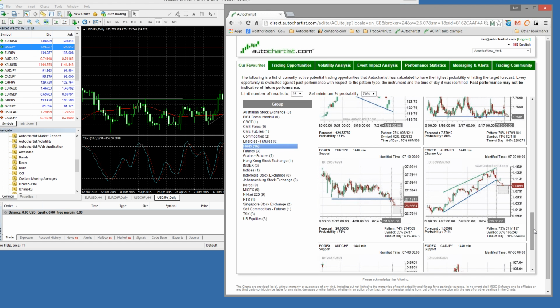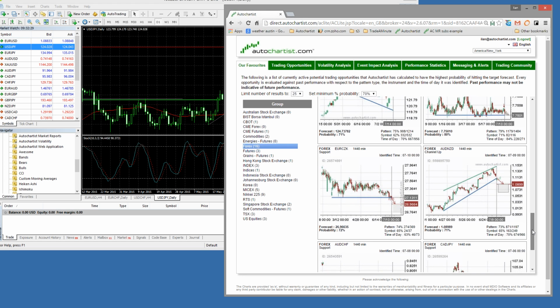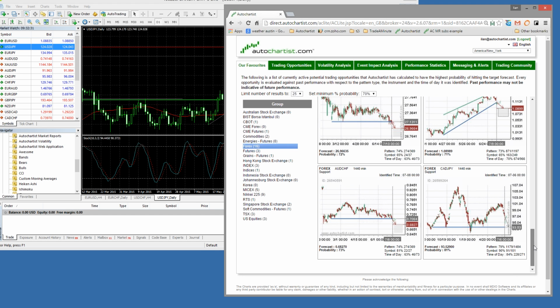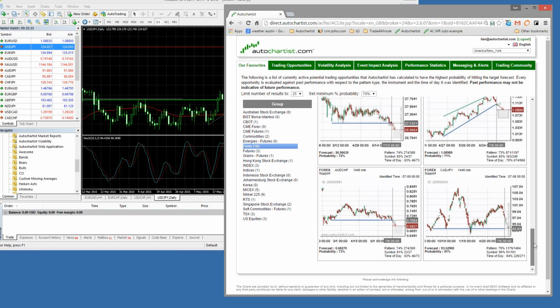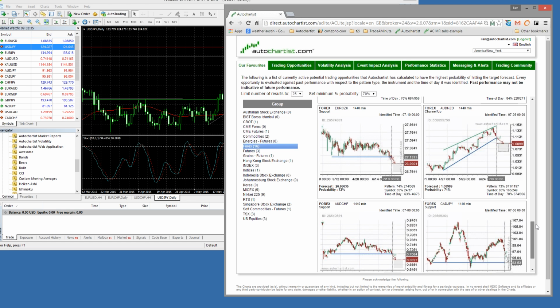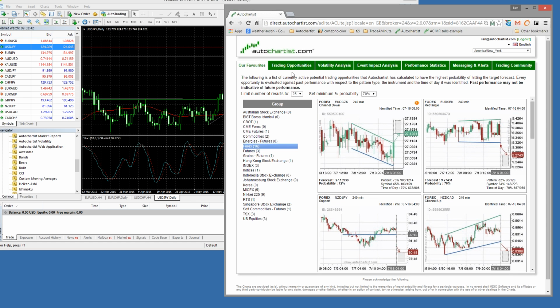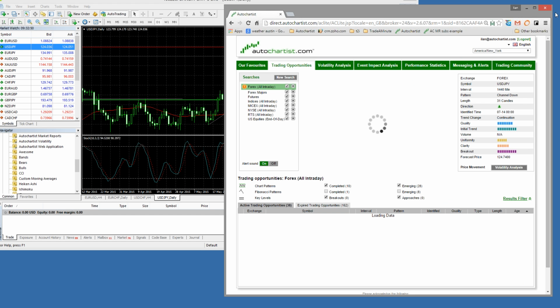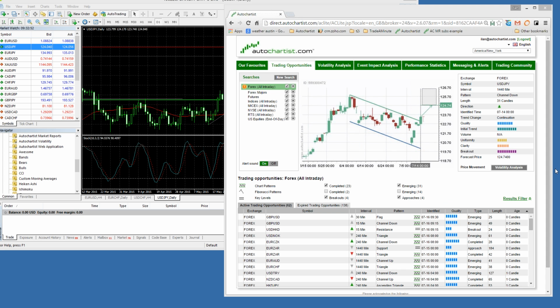These are also the opportunities that you get on your mobile, on the Autochartist mobile application. If you don't have that, go ahead and download it. Just go to the Android store or the Apple store, and just look for Autochartist and download that, and then you'll get alerted when these kind of high probability opportunities come up. So this is your first port of call, and I almost guarantee you that you'll be able to find some good trades over there. If you don't find anything there, then move on to your trading opportunities screen, and try to find trading opportunities that you like.